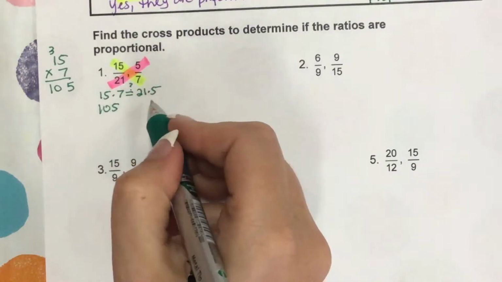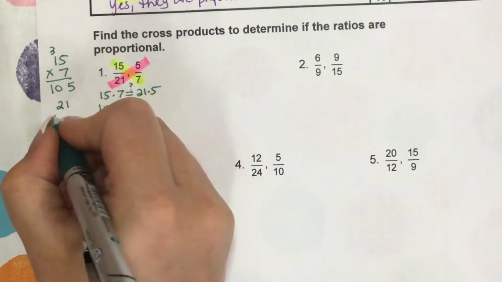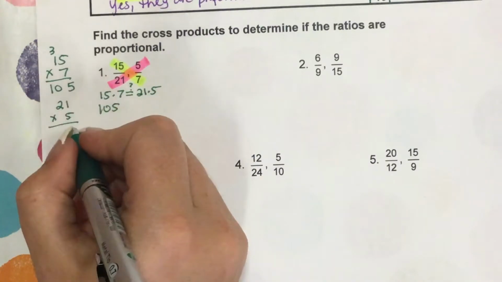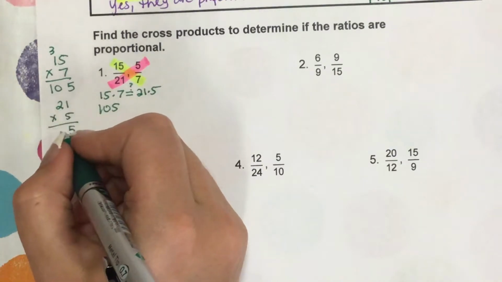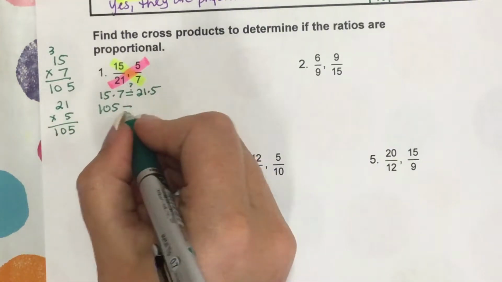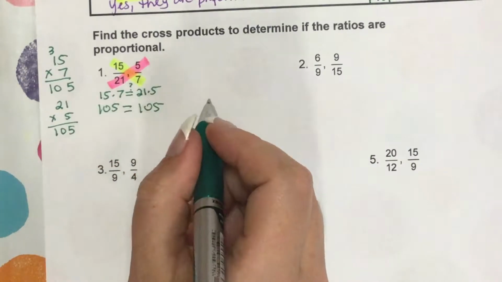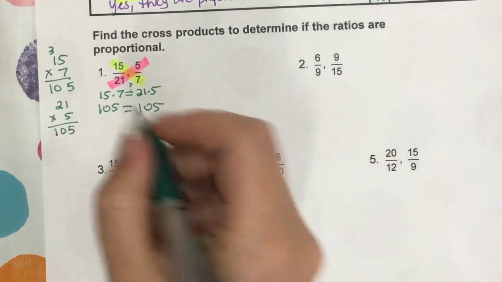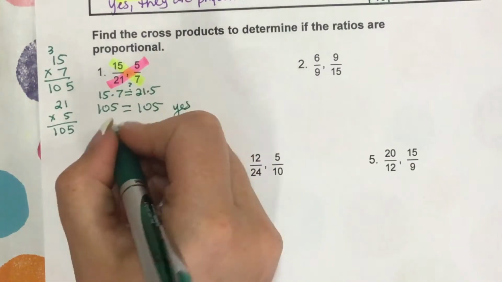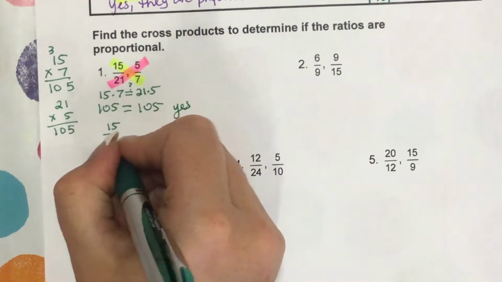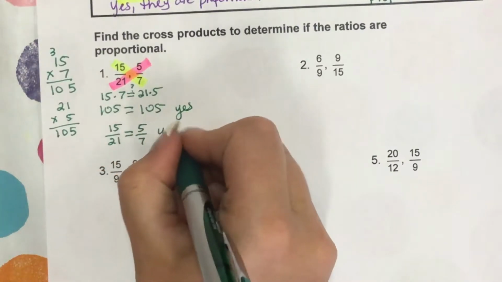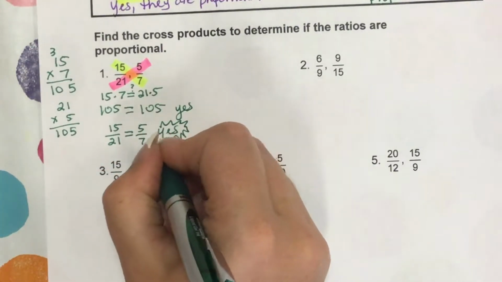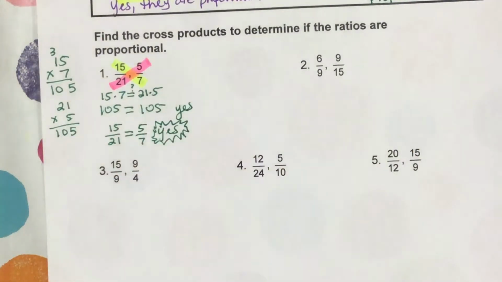Okay. Then I'm going to do the next one, which is 21 times 5. 5 times 1 is 5. 5 times 2 is 10. So yes, 105 equals 105. So yes, 15 over 21 is equal to 5 over 7. Yes, they are proportional. Okay, let's go ahead and try problem number 2.